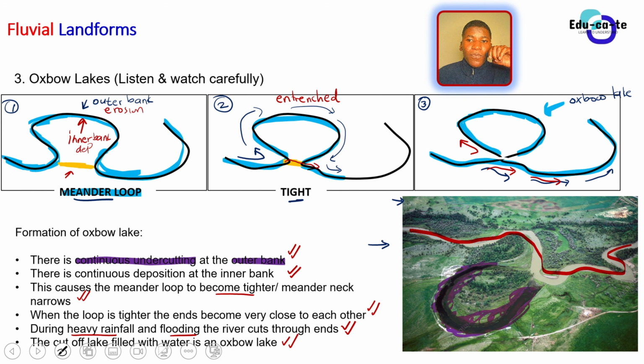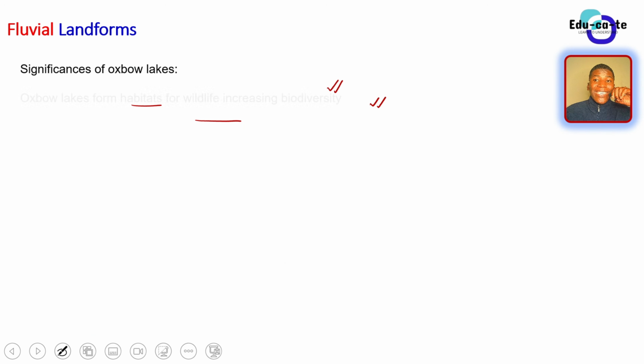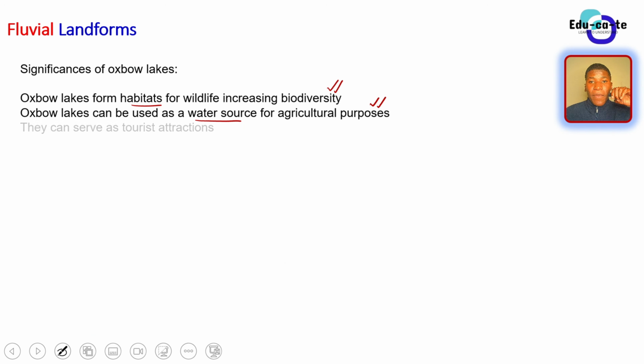Remember that the oxbow lakes took water from the river. Initially, it was a river basically. So when it is now cut off like this, that remaining water can be used or it can be fetched, it can be accessed so that it can be used for industrial and agricultural purposes.